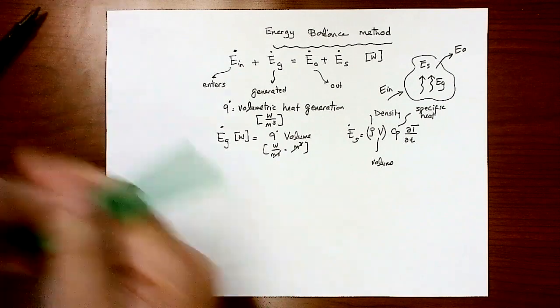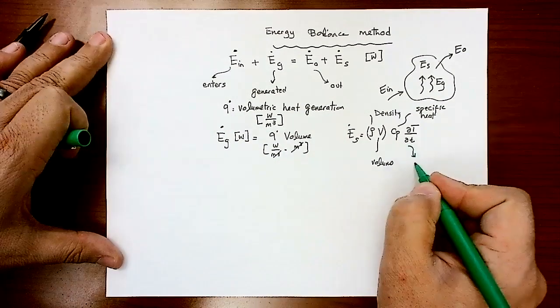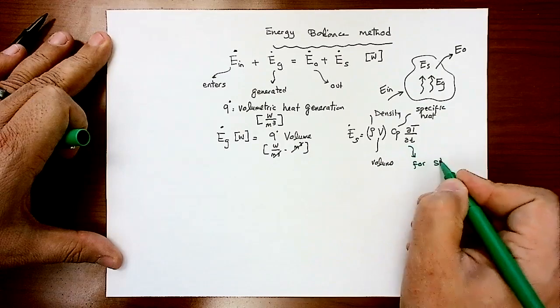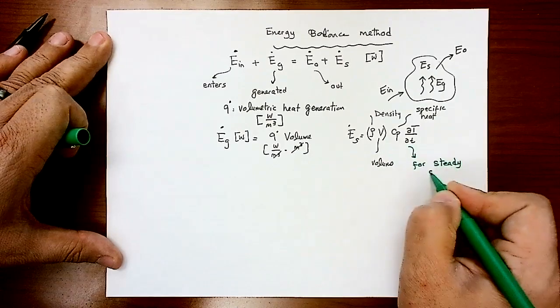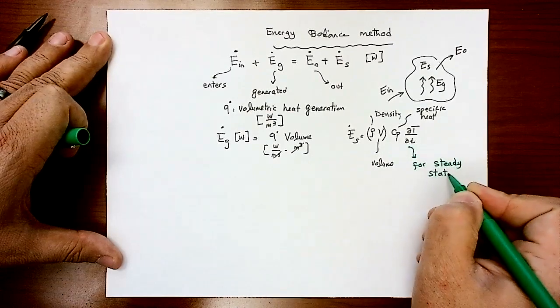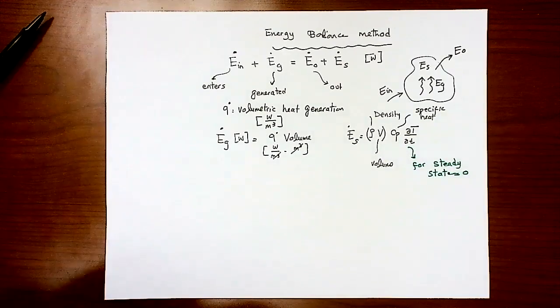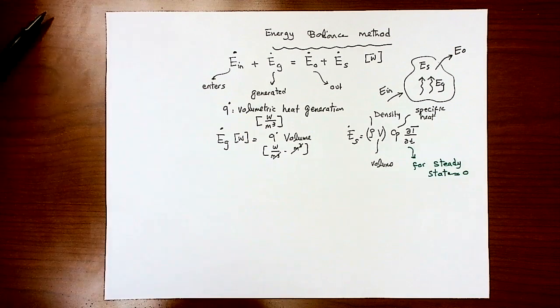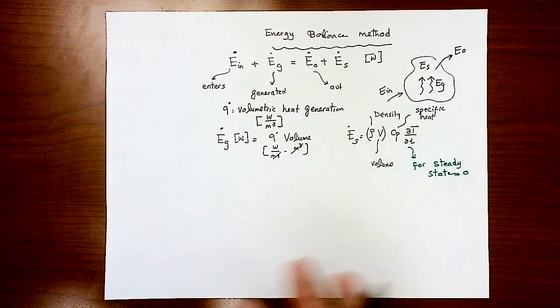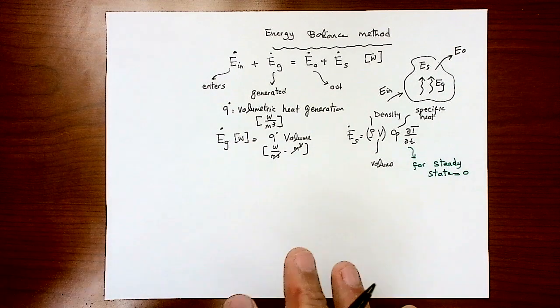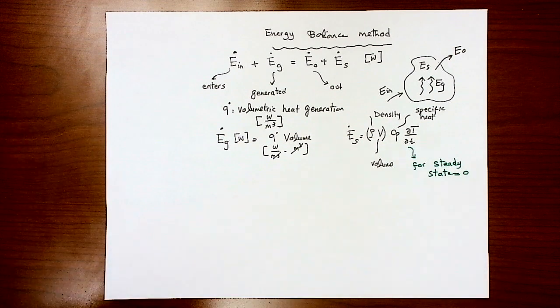And remember, for steady state, anything that changes with time is equal to 0, right? So partial T by partial time t will equal 0. But this is the general definition of each term in that energy equation here.